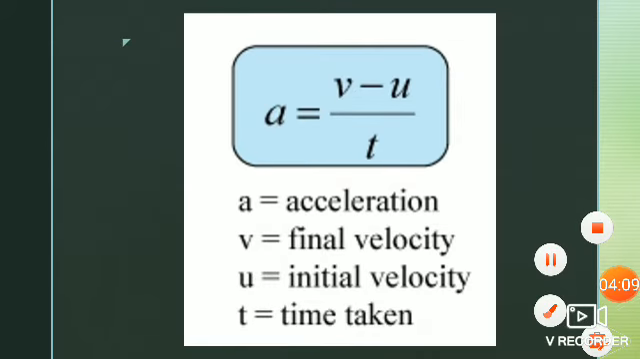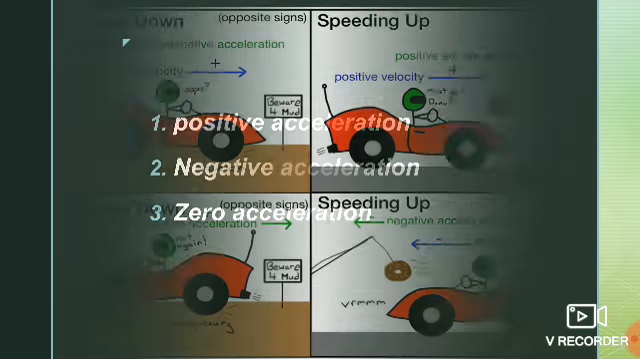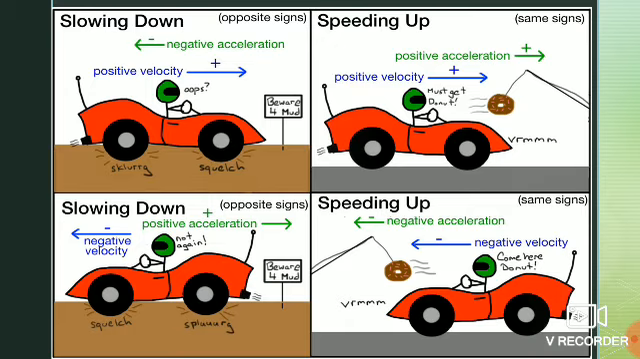Now, acceleration is again divided into three types: positive acceleration, negative acceleration and zero acceleration. These are the three types of acceleration. To clarify this concept, observe the picture here. What is a positive acceleration? An object can have both positive or negative acceleration.